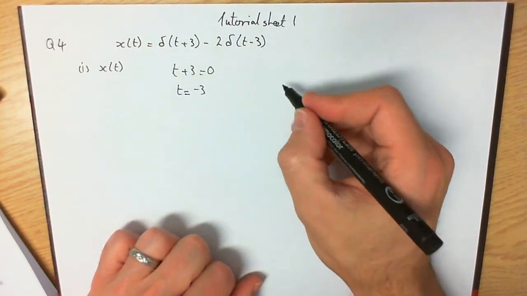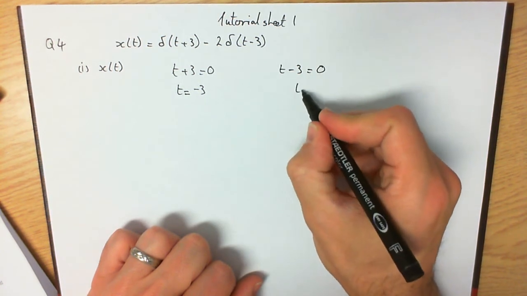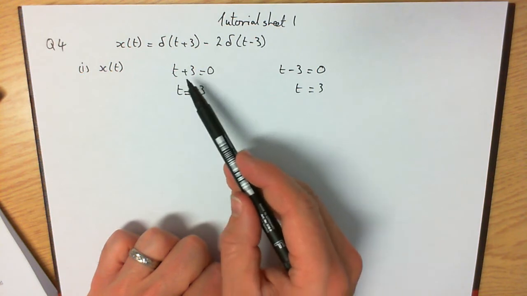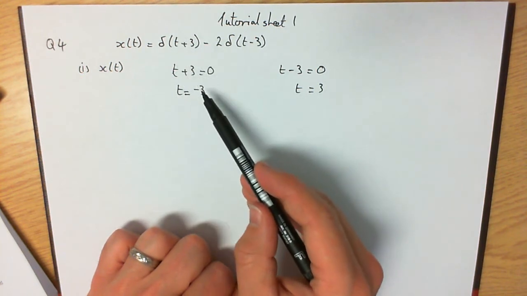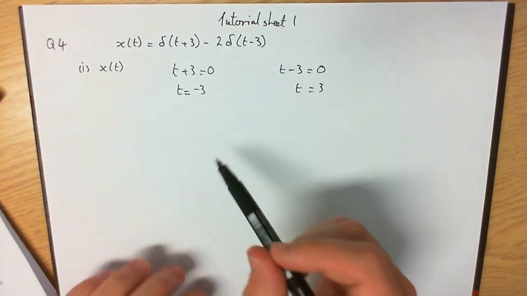For this function, again, t minus 3 has got to be equal to 0. So that is occurring at time 3. So for these functions, the delta function is occurring at t is minus 3. For this one, you have t plus 3.